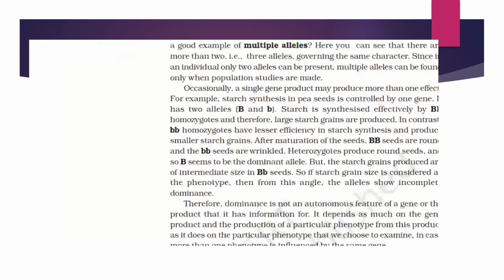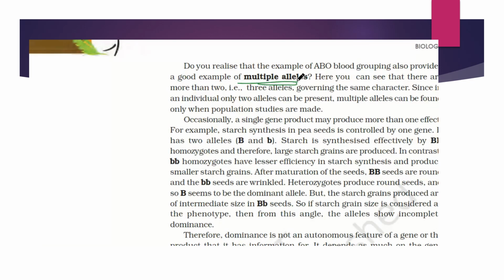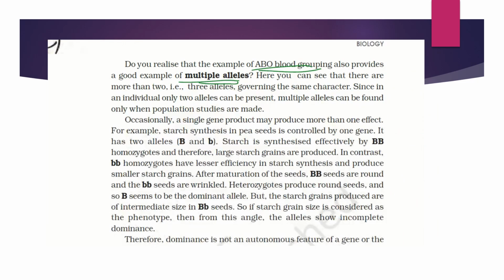Now, we will discuss a bit about multiple alleles, which we have spoken about in the ABO blood group system. After discussing the ABO blood group system, we know that it also provides an example of multiple alleles, right? Here you can see that there are more than 2 alleles, that is 3 alleles, governing the same character. Since in an individual only 2 alleles can be present, multiple alleles can be found only when population studies are made.